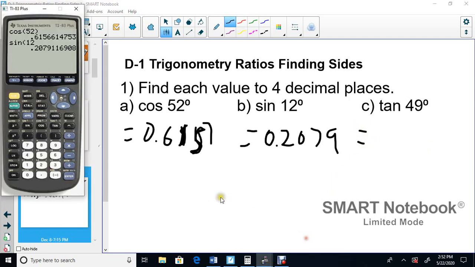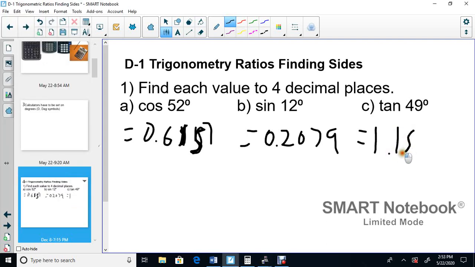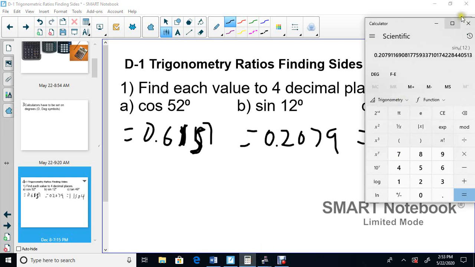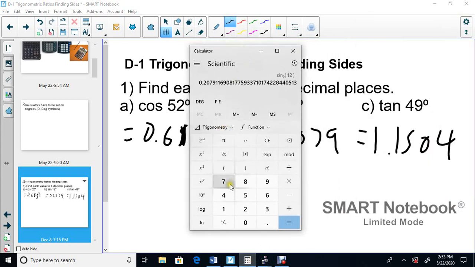Tan of 49. Switch back and forth until you figure out how to use your calculator. Tan of 49 is 1.1504. On this other calculator, you first have to put in 49 and then tan. So you have to figure out which calculator you have. 1.1504 rounded.